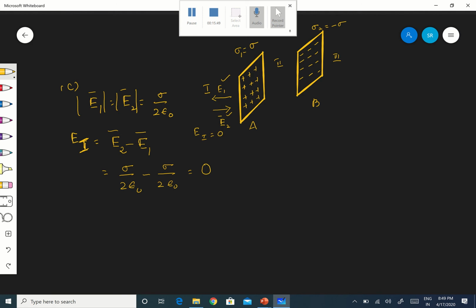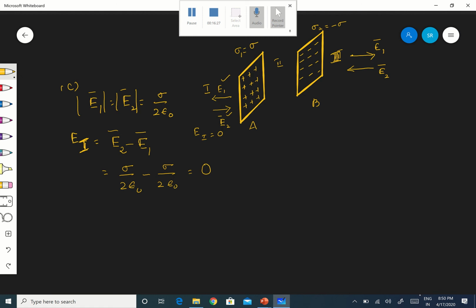Okay, now you come to E3, the third region. Here, what is your field due to A? It is in this direction. Why? Because it will be repelled. But what will be the direction of the field due to the sheet B? That is here. E2 will be like this.